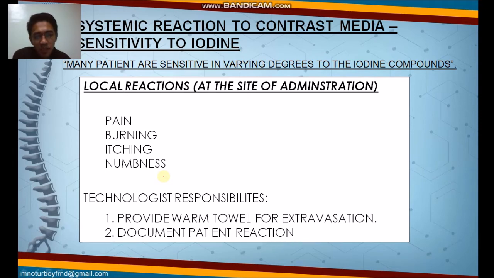Okay, so the responsibility of the rad tech, number 1: if there is extravasation, meaning the contrast material has extravasated into the surrounding structure of the vessel, you have to provide a warm towel. That is to dilate the blood vessel and allow the contrast media to be absorbed by the blood vessels. And then number 2 is to document patient reaction.